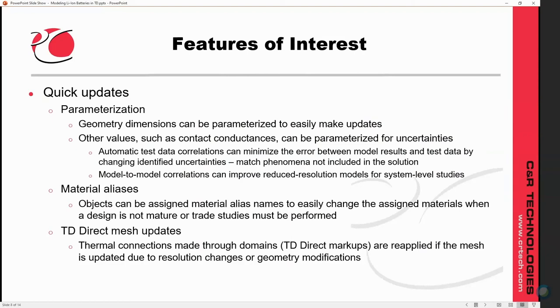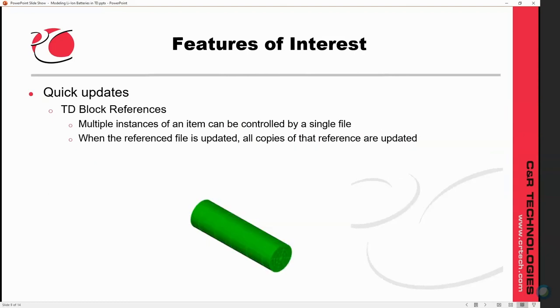TD Direct mesh updates. So bringing the mesh from SpaceClaim into Thermal Desktop, all of the thermal connections that are made through the domains, which are the TD Direct markups, are reapplied if the mesh is updated due to, say, a resolution change or any geometry modifications. So if we went through and changed the overall dimensions of the block and redistributed the cells inside of that, we would still know which surfaces are contacting the sleeves, which surfaces are contacting the lower capture plate or the upper capture plate. So all of that is reconnected when you do those updates.